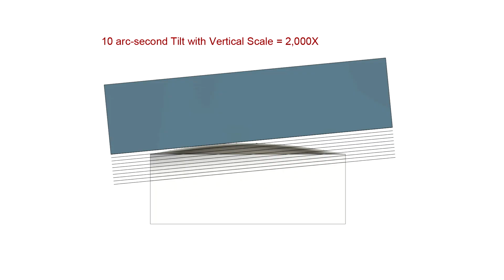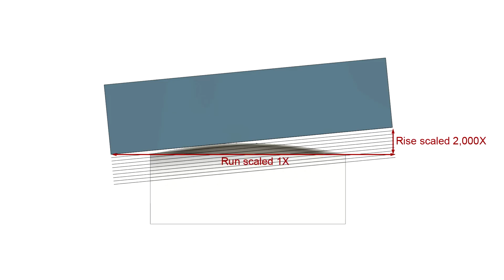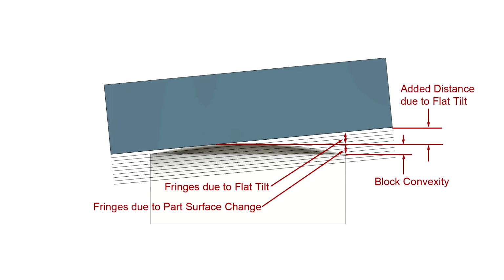The flat tilt angle probably seems ridiculous for 10 arc seconds, but think about the vertical scaling. The vertical dimensions are scaled by a factor of 2000, while the horizontal scale is 1. This means that the flat angle run is at true scale, but the rise is multiplied by 2000, so the tangent of the tilt angle scales by 2000. A 10 arcsecond angle becomes about 5.5 degrees with this scaling. This view gives us a better idea of what's happening.